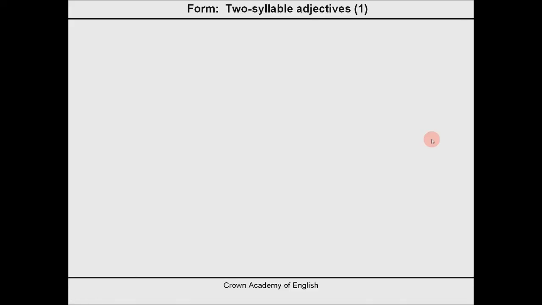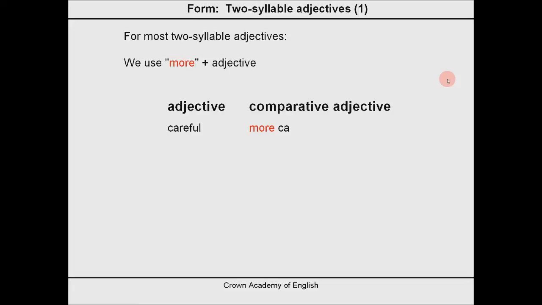Two-syllable adjectives. So for most two-syllable adjectives, for most cases, we use the word more than the adjective. So this time the comparative adjective is in fact two words. So careful becomes more careful.